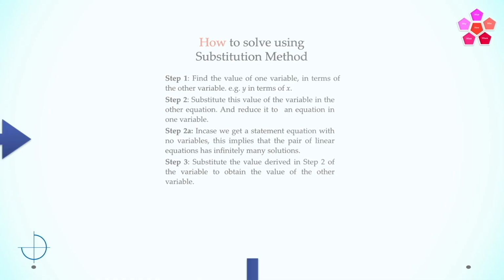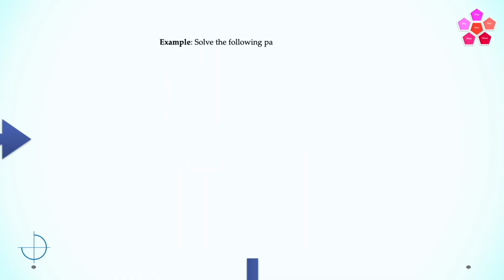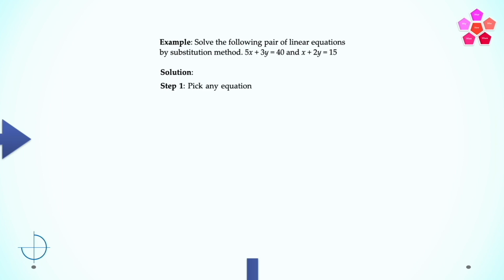Let's look at some examples. Solve the following pair of linear equations by substitution method. 5x plus 3y is equal to 40 and x plus 2y is equal to 15. The solution is, step 1. Pick any equation and write one variable in terms of the other. Considering x plus 2y is equal to 15, it can be written as x is equal to 15 minus 2y.